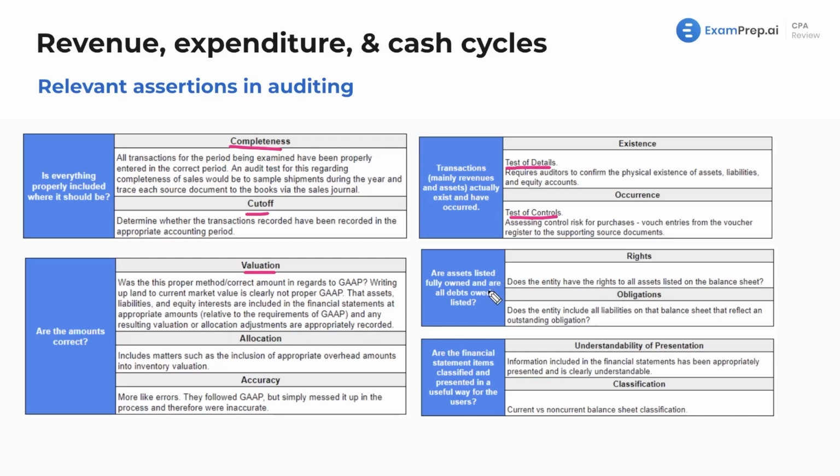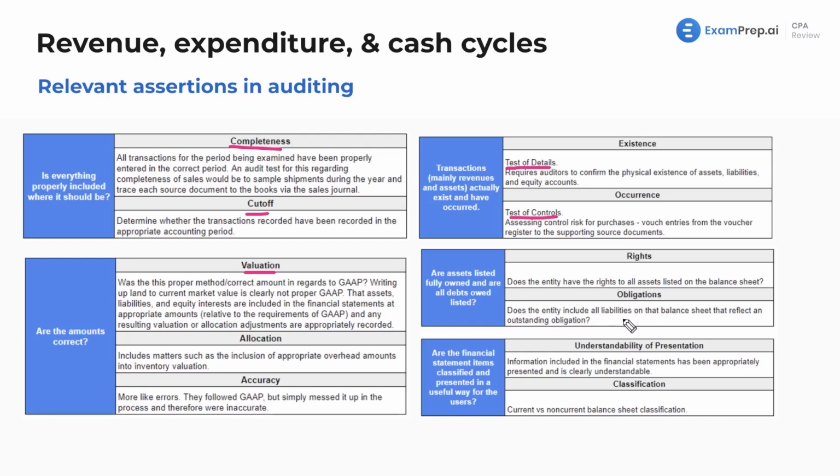But we see the connection here and how they're a little intertwined. Here, where rights, does the entity have the rights to all the assets listed on the balance sheet? Yes, you have a bunch of vehicles, but maybe those vehicles are pledged to be sold to someone, or maybe you pledge them as collateral. You can see many instances like that.